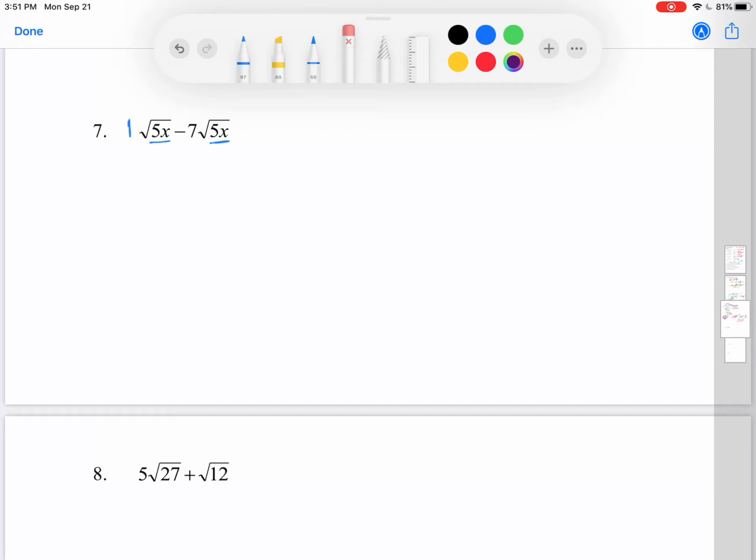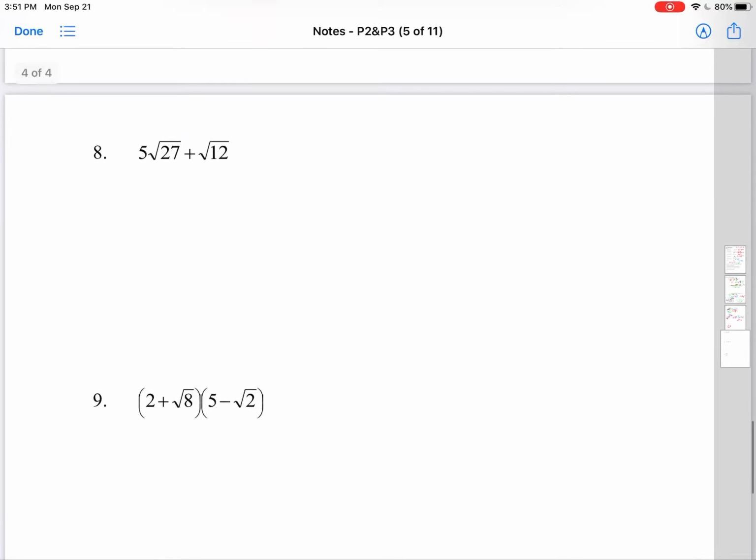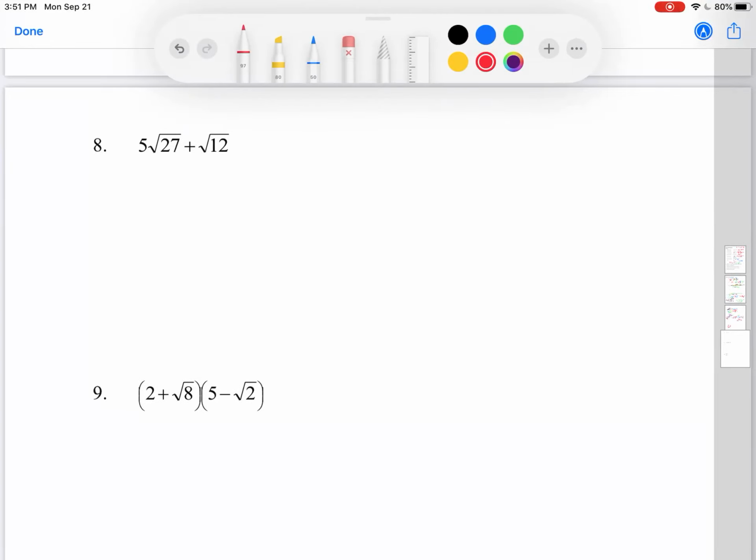They're still like terms with one another. They just have square roots with them. So what I'm going to do is identify that there is indeed a 1 in front of that square root. So I'm going to say, well, what is 1 minus 7? That's a negative 6. And since they're like terms, I'm going to keep the square root of 5x. And believe it or not, that is the answer. Okay, as long as the terms inside match, you can combine them as if they were like terms, because they are like terms.